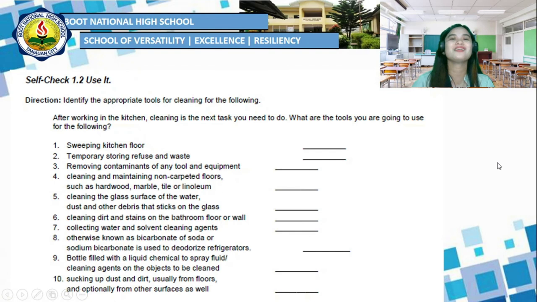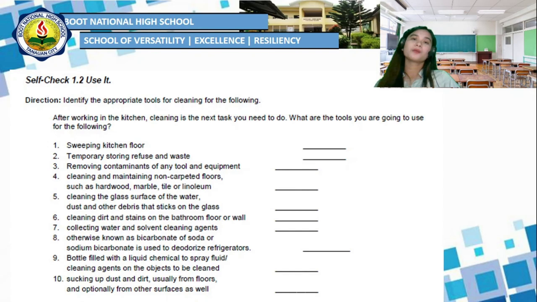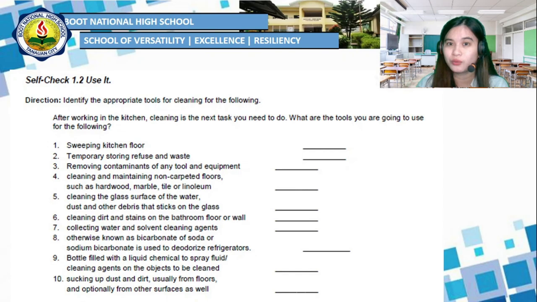Okay, now class, let's have our self-check 1.2. Now your pad paper, please. Please answer number 1. Sweeping kitchen floor. What tool is that, used for sweeping the floor? Okay, next, number 2, temporary storing refuse and waste. Where do we put the garbage? Number 3, removing contaminants of any tools and equipment.